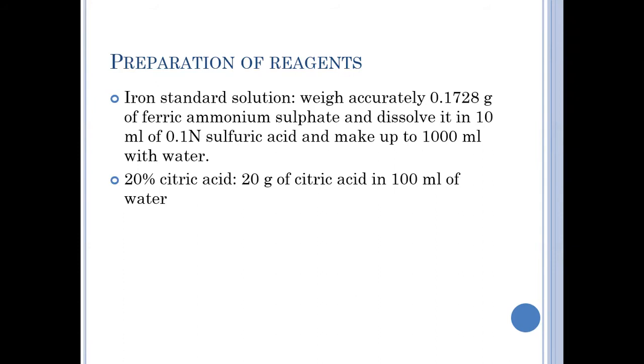Second reagent which we have employed is 20% weight by volume of citric acid. So we are going to prepare it by dissolving 20 gram of citric acid in 100 ml of water. To make the medium alkaline, we are going to add ammonia solution. So we can use the concentrated ammonia solution, but it has to be handled very carefully. And another reagent is thioglycolic acid, which we are going to use as such.